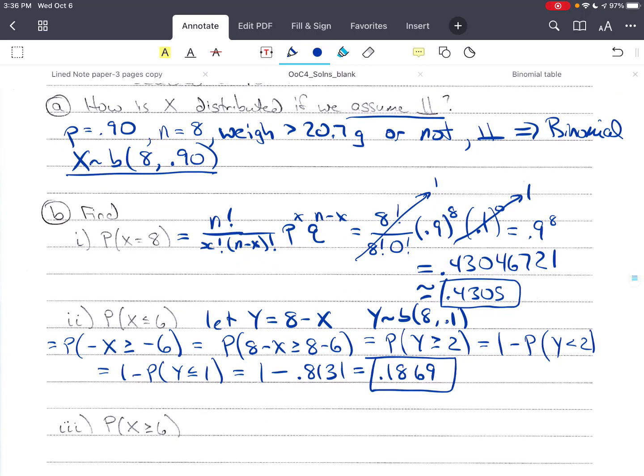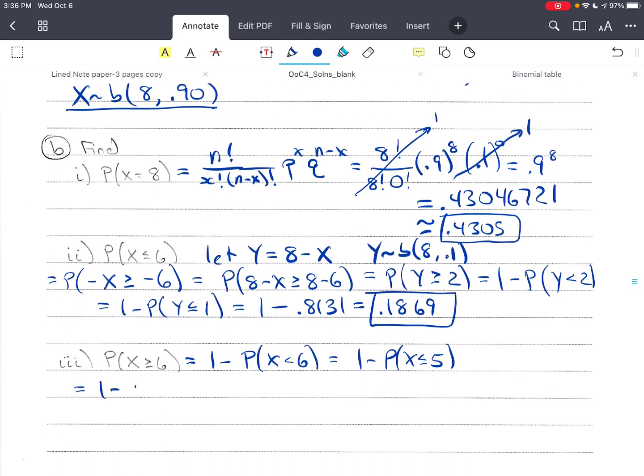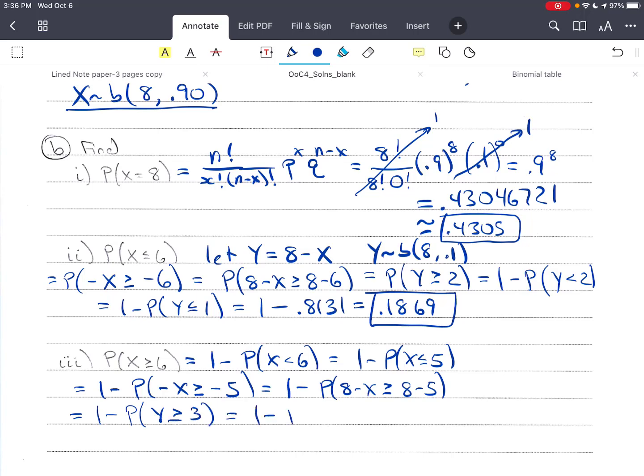Okay. Now, the probability that X is at least 6, which is 1 minus the probability that X is less than 6, which is 1 minus the probability that X is less than or equal to 5, which is 1 minus the probability that negative X is greater than or equal to negative 5, which is equal to 1 minus the probability that 8 minus X is greater than or equal to 8 minus 5, add 8 to both sides, which is equal to 1 minus the probability that Y is greater than or equal to 3.